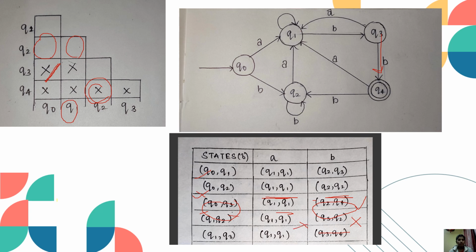We'll move further. We'll have Q1 and Q3. We'll check for Q1 and Q3. Similarly, reaching A is Q1 Q1, and Q1 reaching B is Q3, and Q3 reaching B is Q4. We have seen Q3 Q4, vice versa is also okay. So the Q3 Q4 state is already marked, like according to the rule this state is not marked, this state is marked. Since any one of the states is marked, we are going to mark this one.